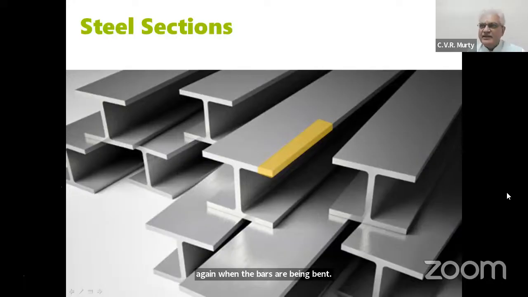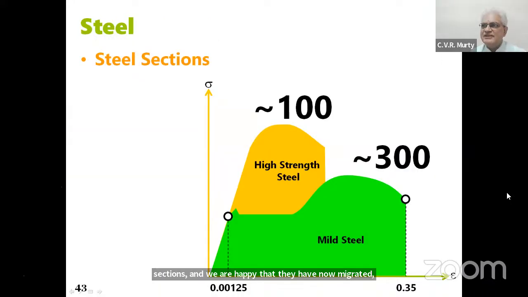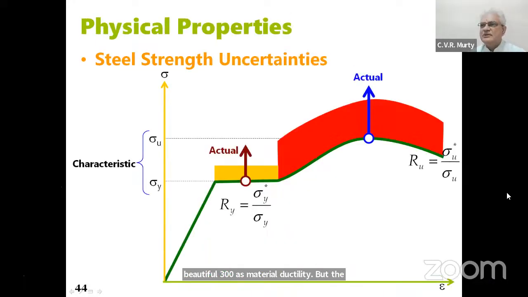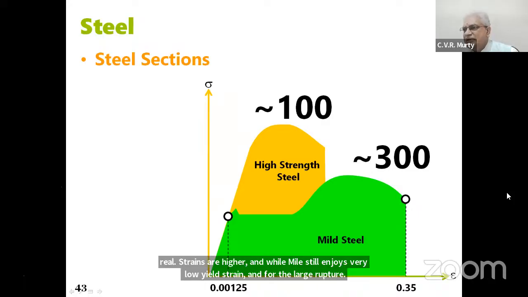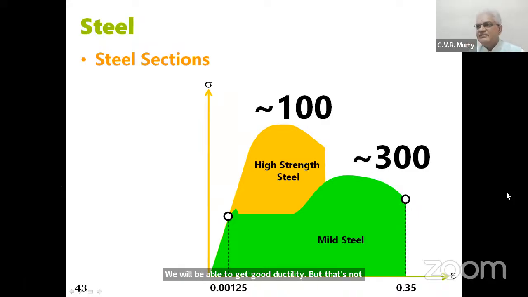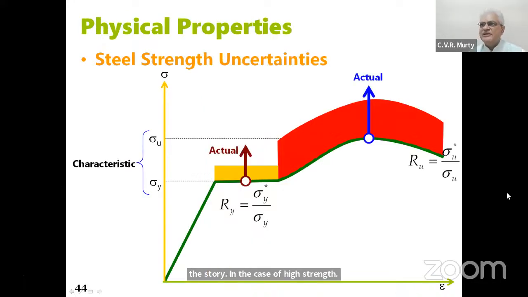Steel sections on the other side started with tapered flange sections, and we are happy that they have now migrated or are in the process of migrating to parallel flange sections. And the classical mild steel is still giving us the beautiful 300% material ductility, but the newer materials are actually dropping down on their ductility. The newer materials are dropping down because their yield strains are higher. While mild steel enjoys very low yield strain, and for the large rupture strain, we will be able to get good ductility, but that's not the story in the case of high strength. The liability is epsilon y is itself your enemy.